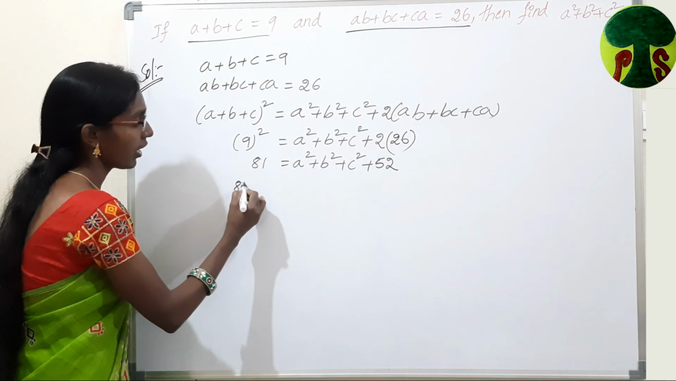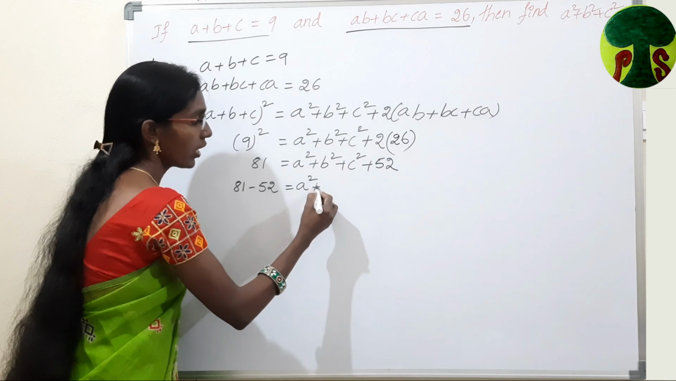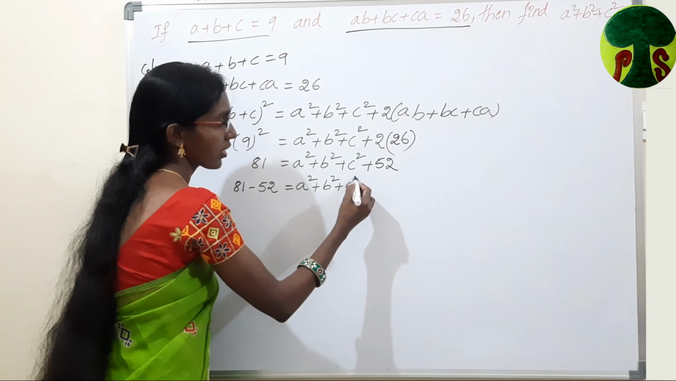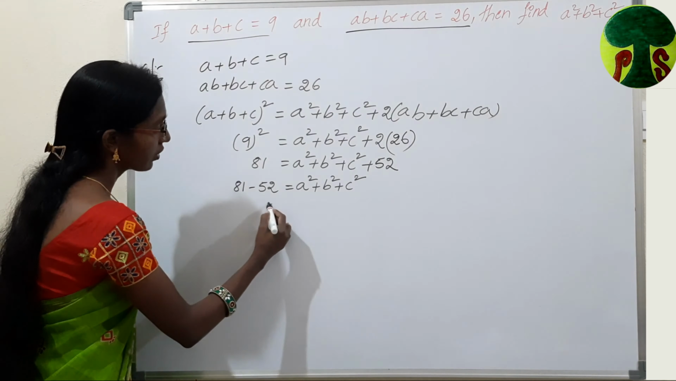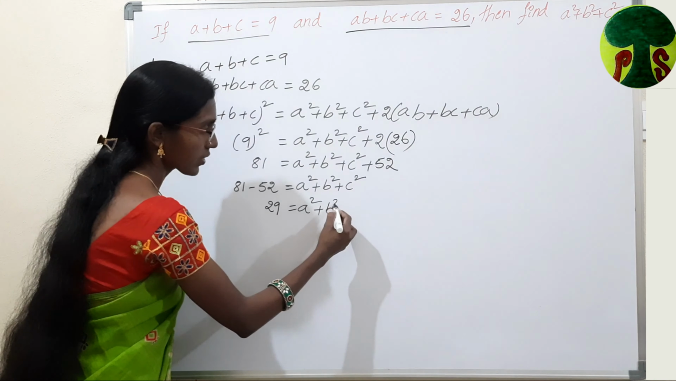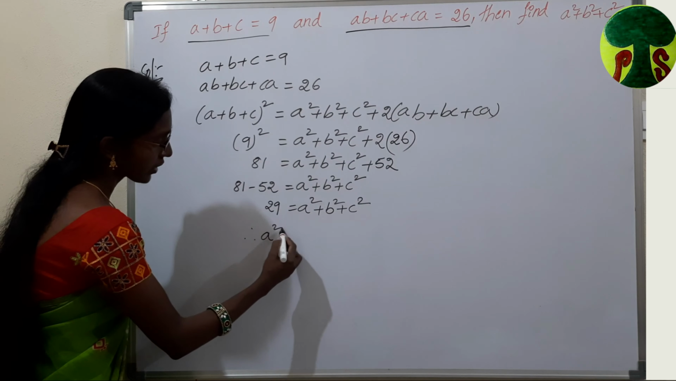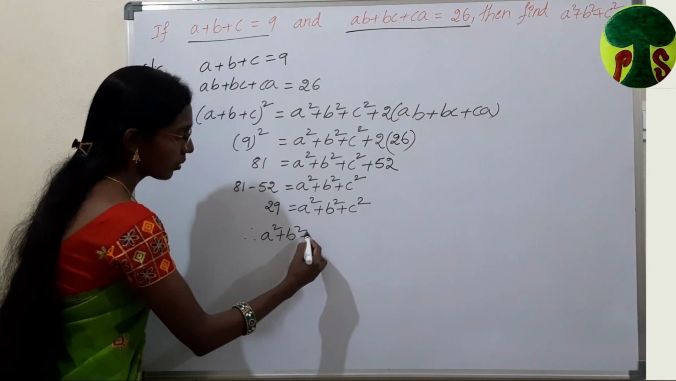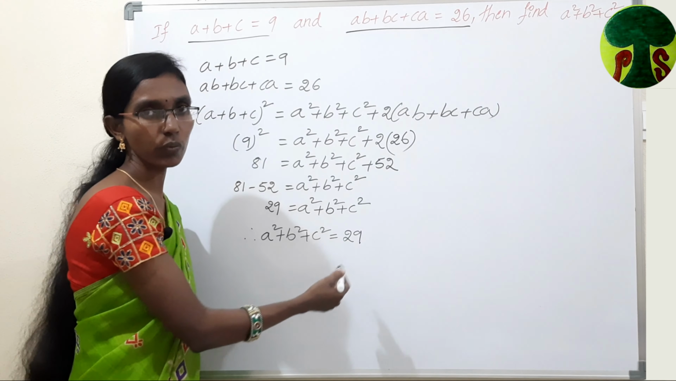So 81 minus 52 is equal to a square plus b square plus c square. Now 81 minus 52 is 29, which is equal to a square plus b square plus c square. Therefore, the value of a square plus b square plus c square is equal to 29. This is the required answer.